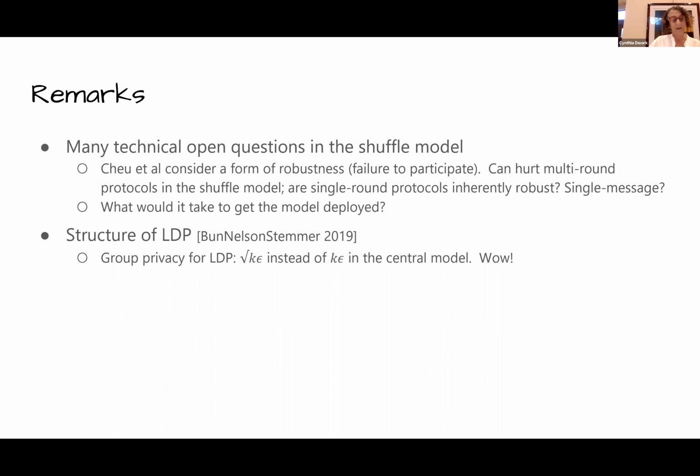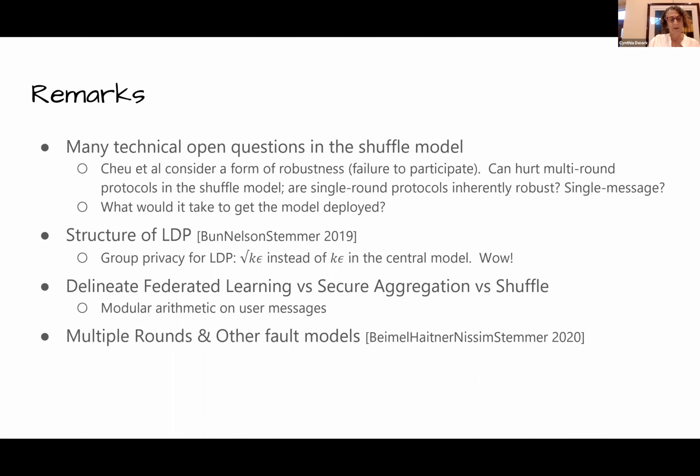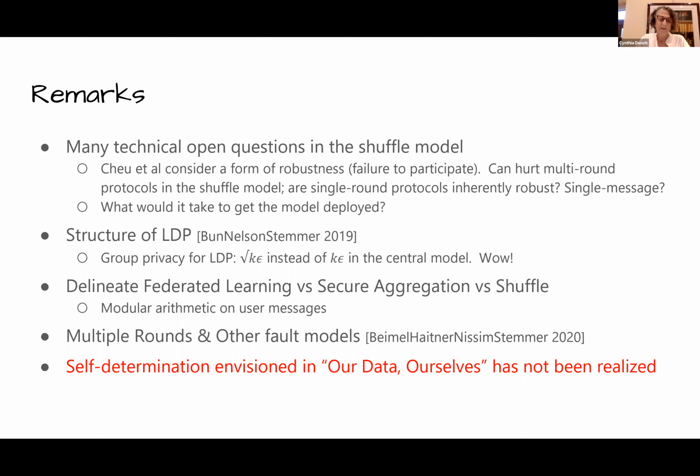That's very exciting. Try to delineate federated learning from something called secure aggregation, which roughly speaking is modular arithmetic on user messages, versus the shuffle model. And see structurally, are there real differences? Look at multiple rounds in the shuffle model and other fault models. So there is some work that looks at honest but curious with and without honest majorities. That's more in the lines of what's typically done at PODC.